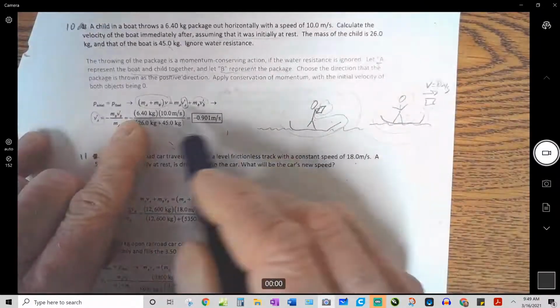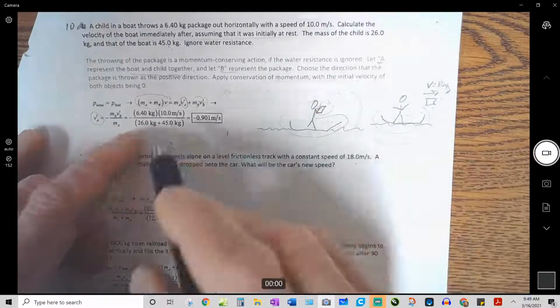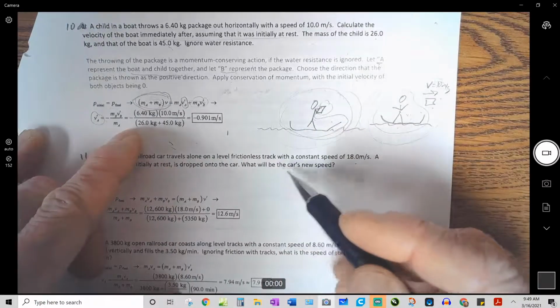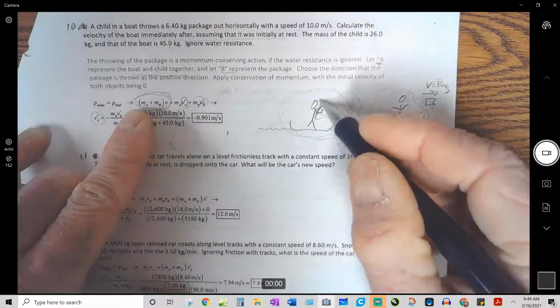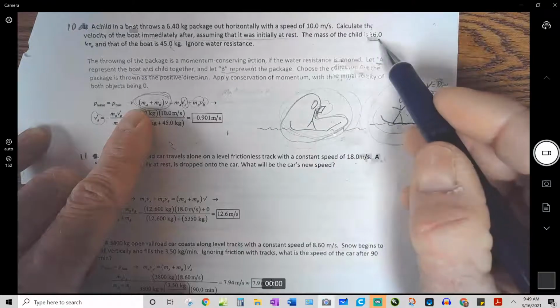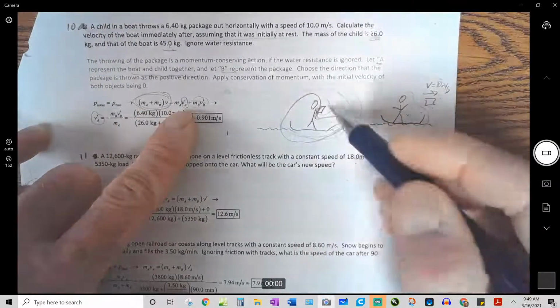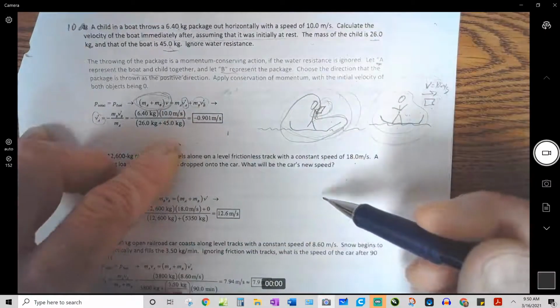So here's the way Mr. Chase wrote out the law of conservation of momentum here. This is the beginning. And he's saying let A represent the boat and the child together. So A is this mass, which is 26 plus 45. And let B represent the package, which is 6.4 kilograms.